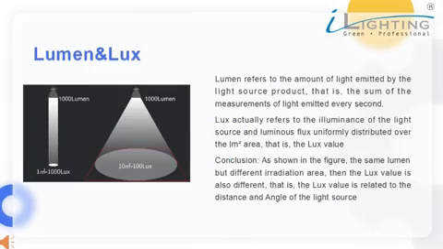Lumen and lux. Lumen refers to the amount of light emitted by the light source product, that is, the sum of the measurements of light emitted every second. Lux actually refers to the illuminance of the light source and luminous flux uniformly distributed over the 1 m² area, that is, the lux value. Conclusion: as shown in the figure, the same lumen but different irradiation area, then the lux value is also different, that is, the lux value is related to the distance and angle of the light source.